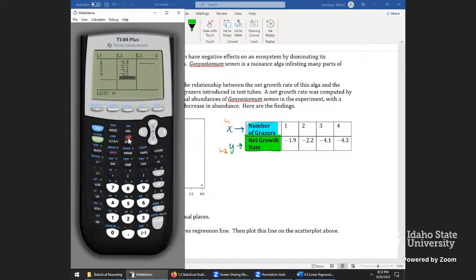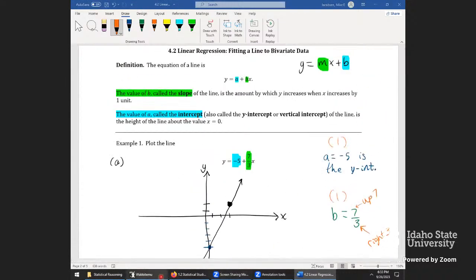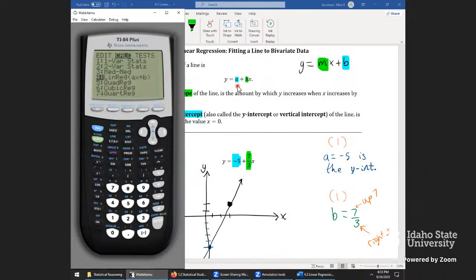Once we have that all in, hit the stat key. We're going to go over to calculate. And here's a reminder, we're not using option number 4. Sadly, the only reason we're not using option number 4 is because our author does her lines like this, A plus BX. If we use option number 4, we're going to get the wrong A and the wrong B. They'll in fact be flipped on us, massively confusing. So scroll down to option number 8. If it goes A plus BX, you're matching up this right here. So now you're speaking in the same terms that we're all saying, and you won't have your information backwards.